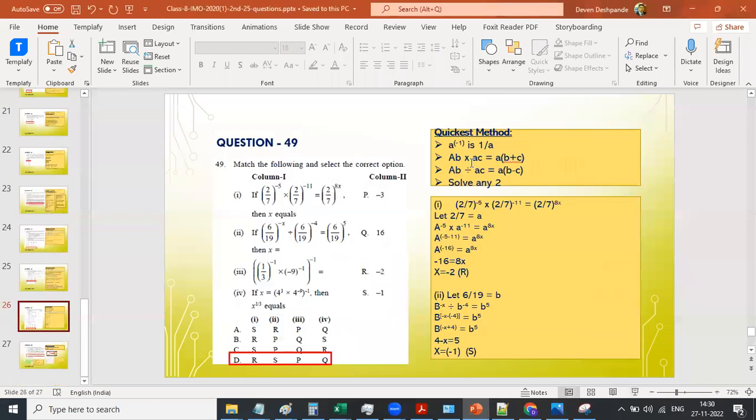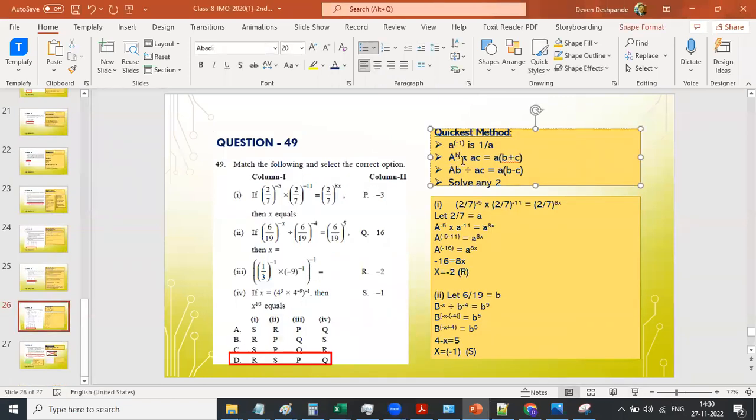And sorry, a raised to b times a raised to c, what is that? It is a raised to b plus c. Similarly, a raised to b divided by a raised to c, what is that? It is a raised to b minus c, isn't it?